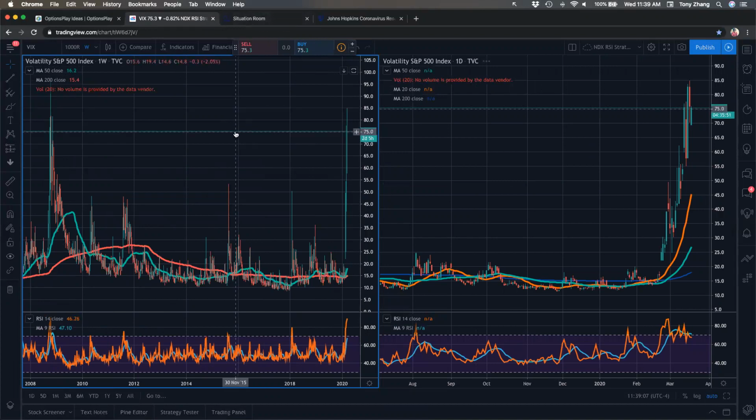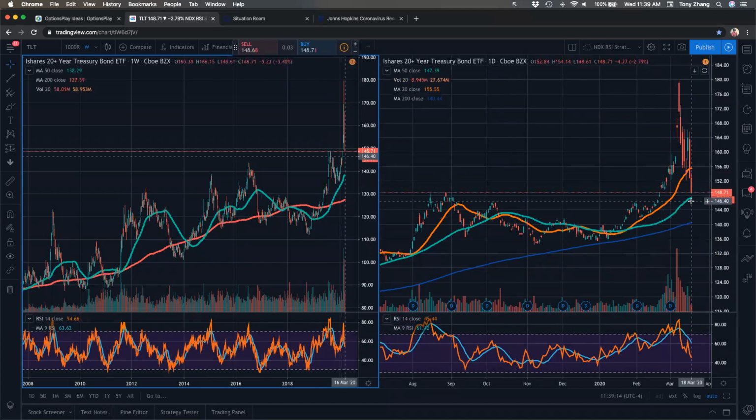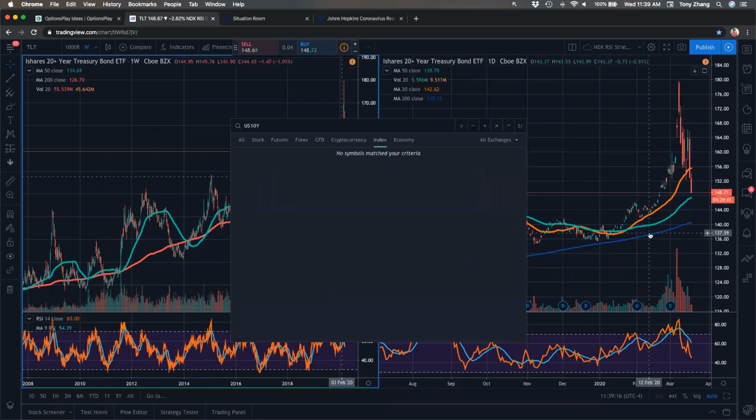The one bright spot, I would say, in the markets today was the fact that Treasury yields, well, let's just take a look at 10-year yields.